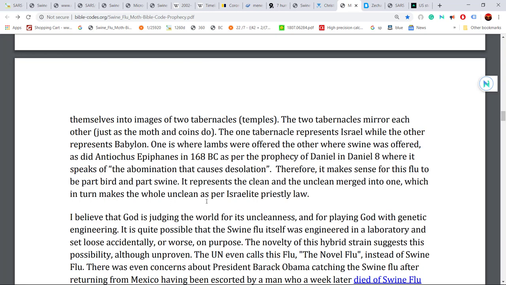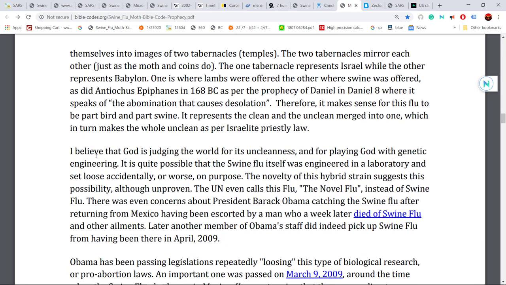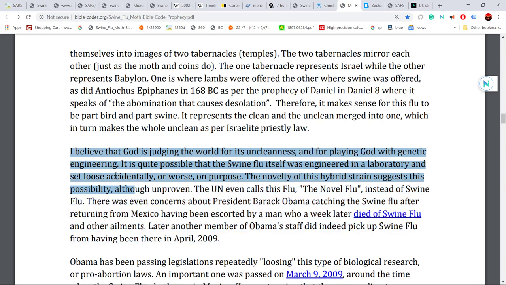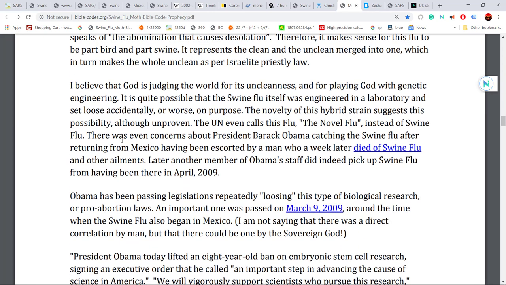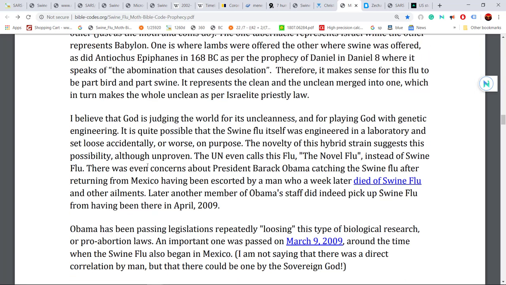It represents the clean and the unclean merged into one, which in turn makes the whole unclean as per the Israelite priestly law. By the way, some of these things I say, I'm pretty accurate, but 15 years have transpired since I said these things, and 15 years of further receiving from the Lord, and study, and numerics, and codes, and I understand a lot better now than I did here. But essentially what I'm saying here is all accurate, though I would have slightly tweaked it and said it slightly differently today, because I have a much better understanding today than I did 15 years ago.